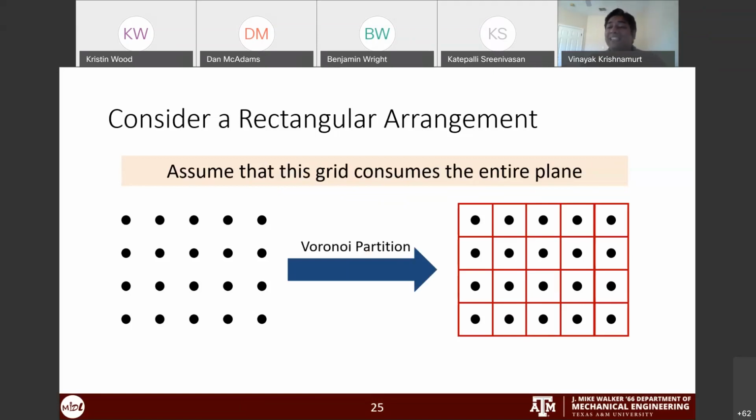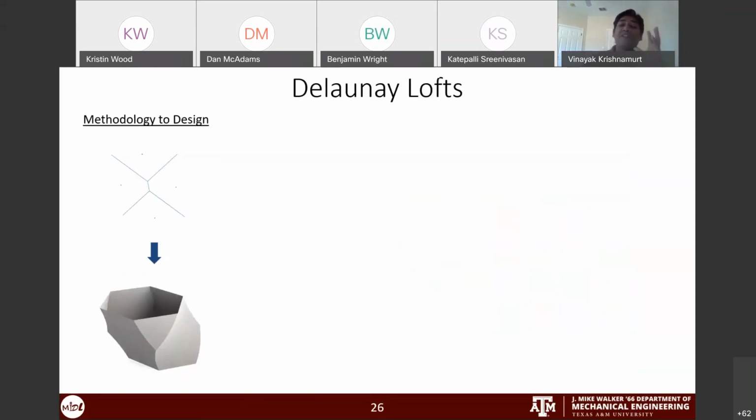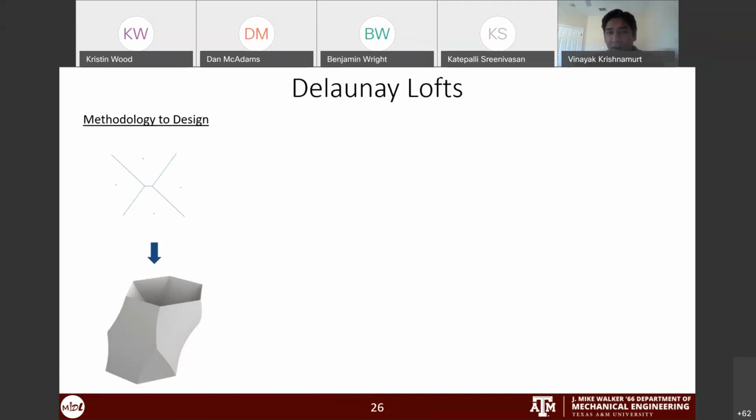Now notice that each vertex of each of the cells has a valency of 4, which means that if we were to design our shape such that we always ensure that the bifurcation happens, all we need to do is put this as a slice somewhere in between. Okay, so this is the first paper we wrote, as an example of partitive solid geometry, that we call Delaunay lofts.